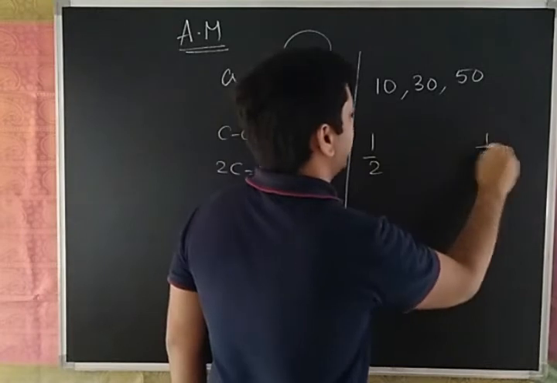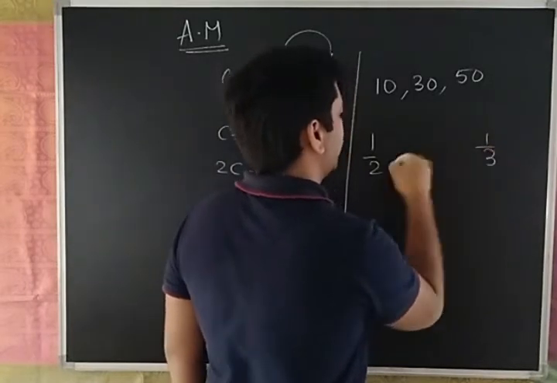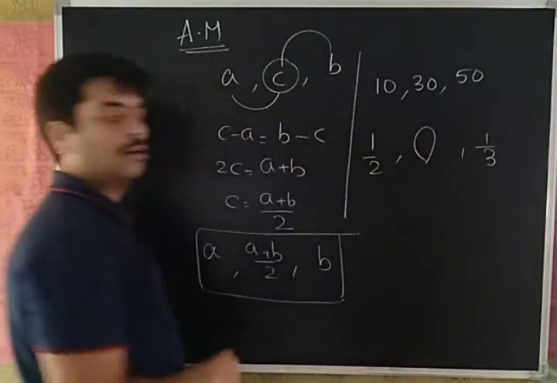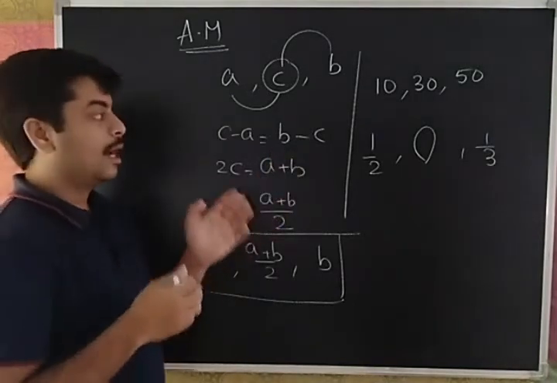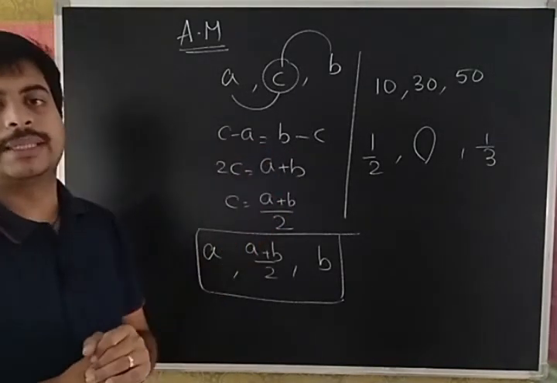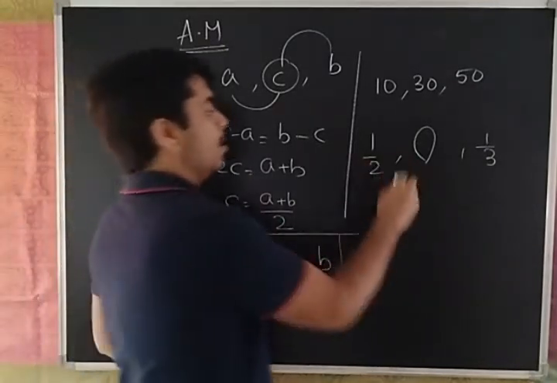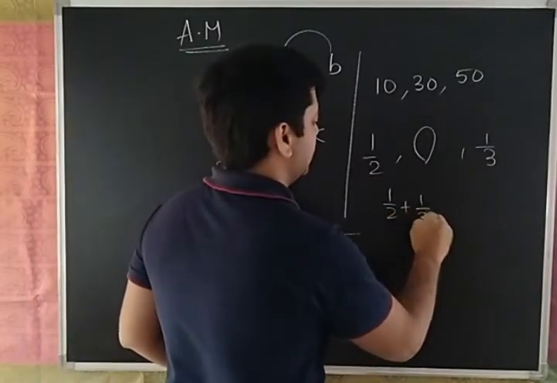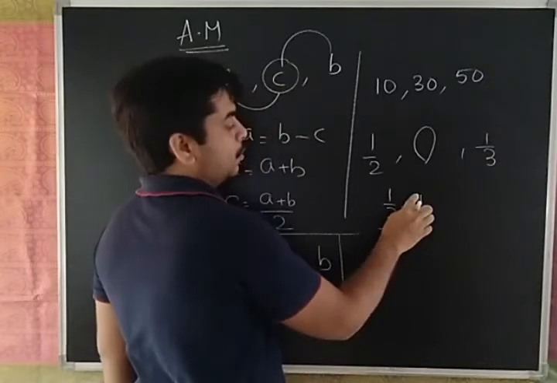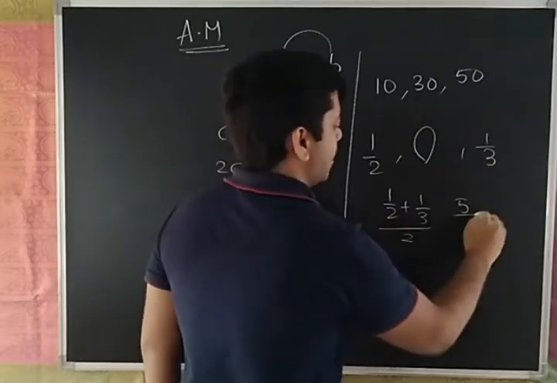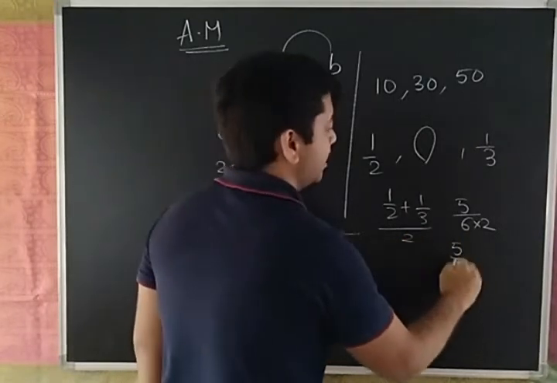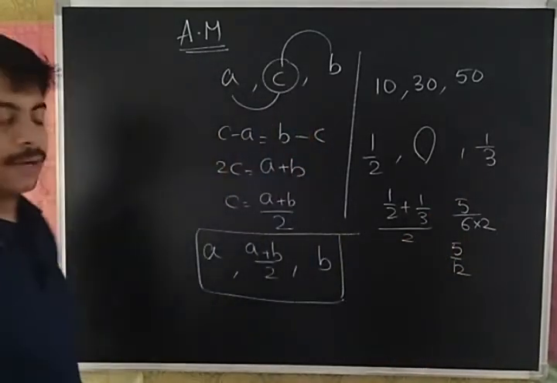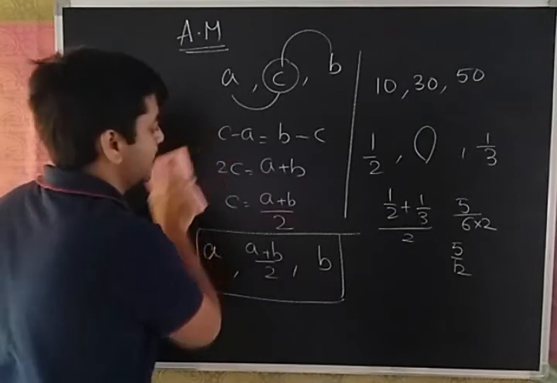Take 1 by 2 and 1 by 3. I need one more element in between that which forms an AP. Or simply, what is the arithmetic mean of the numbers 1 by 2 and 1 by 3? So a plus b by 2, 1 by 2 plus 1 by 3 by 2. 3 plus 2, 5, 5 by 6 by 2. 5 by 6 is this one by 2, so it gives you 5 by 12. Let us check once whether it is correct or wrong.